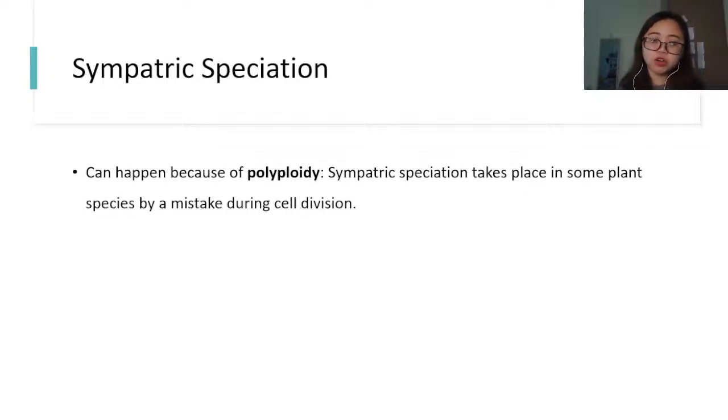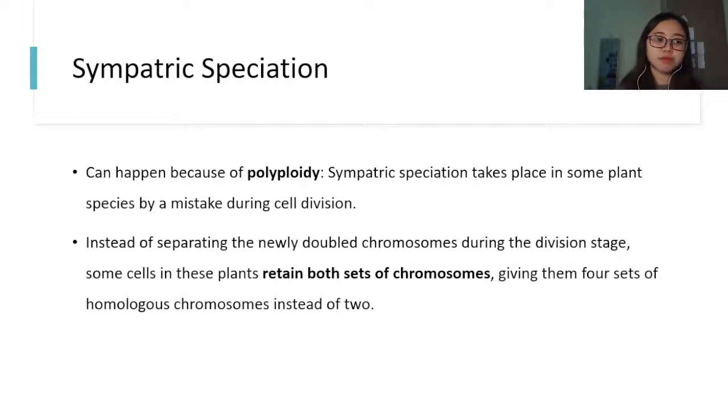Sympatric speciation can occur because of polyploidy, where suddenly there are extra sets of chromosomes. Sympatric speciation can take place in some plant species by a mistake during cell division. So if a plant suddenly has a mutation, polyploidy, extra chromosomes, then sympatric speciation may occur. Instead of separating the newly doubled chromosomes during the division stage, some cells in these plants will retain both sets of chromosomes, giving them 4 sets of homologous chromosomes instead of 2. This just explains what polyploidy is.